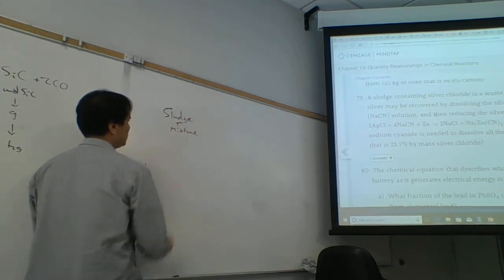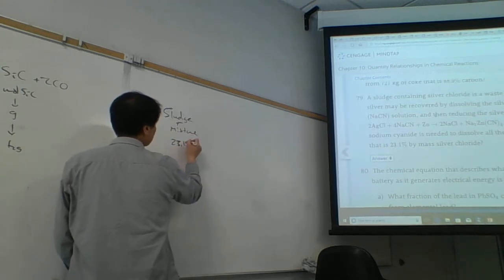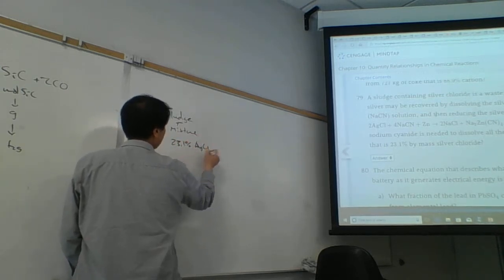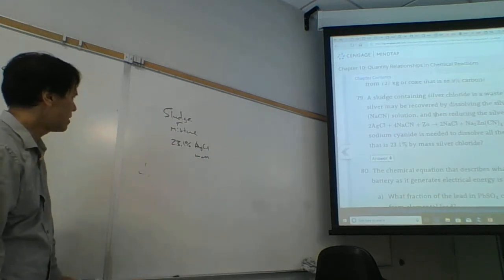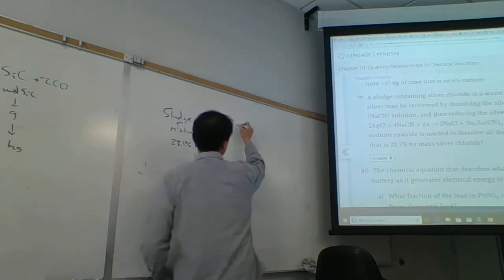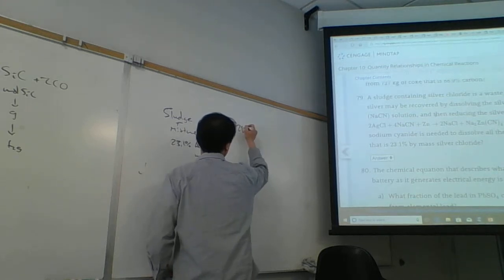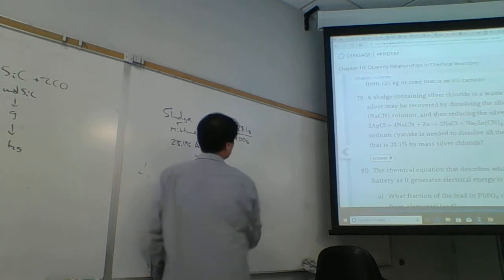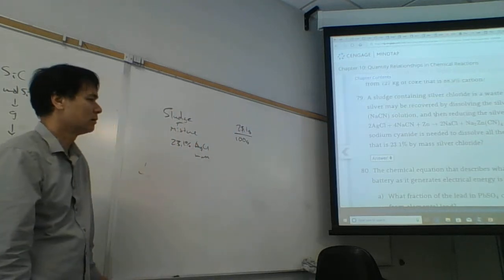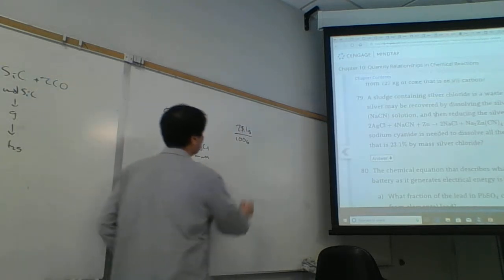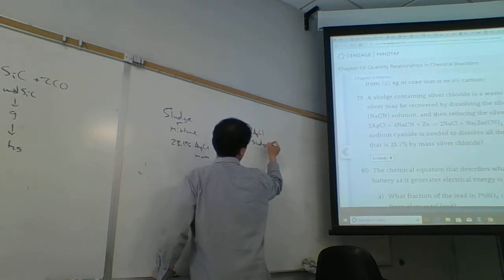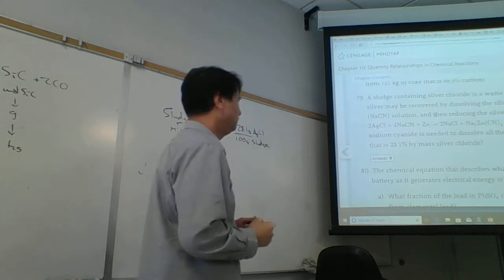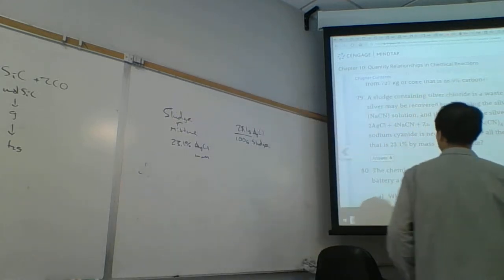And it's 23.1% AgCl by mass, or by weight. And so what does that mean? Well, that means 23.1 grams over 100 grams. And so 23.1 grams of what? Silver chloride. 100 grams of what? Sludge. Okay. And so this is what we do.